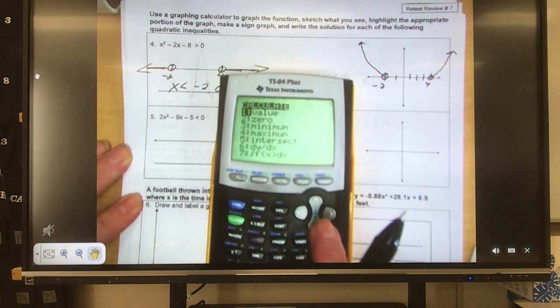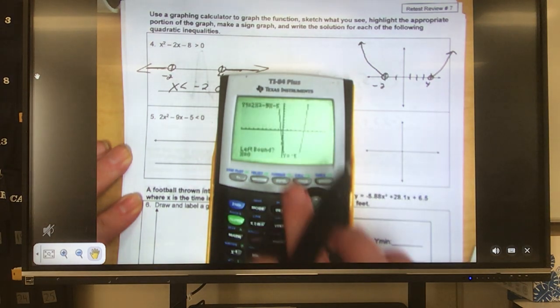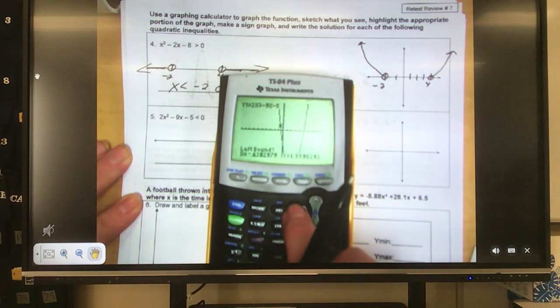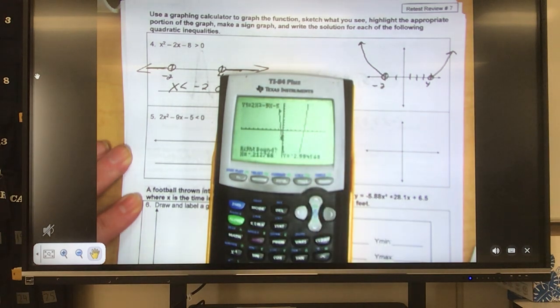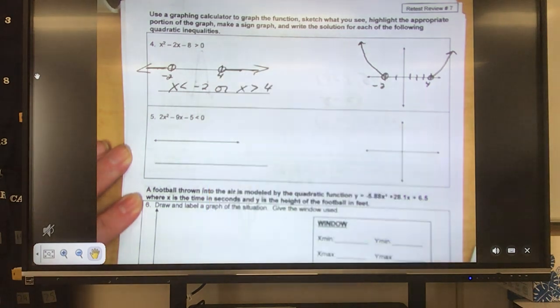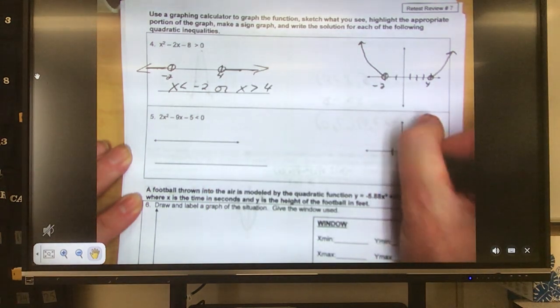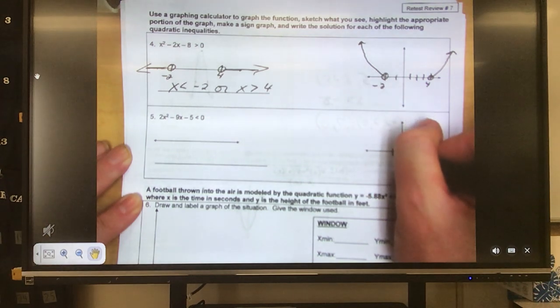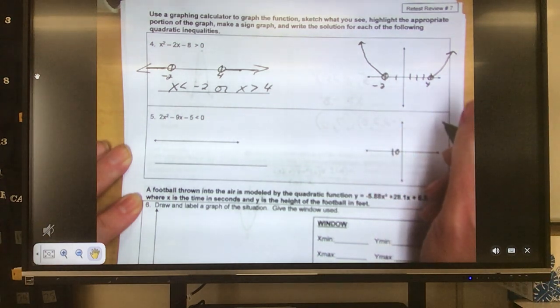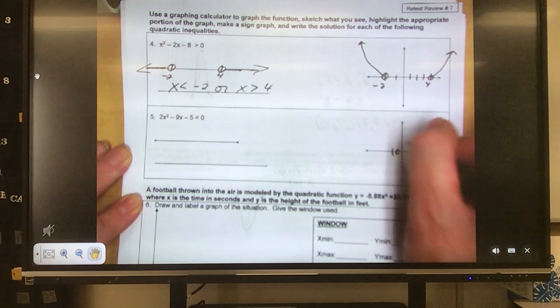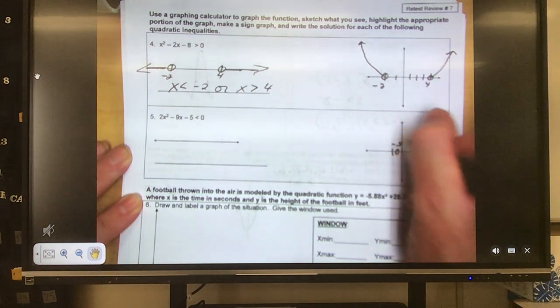So here we go. Second trace. Number 2 for 0. Finding this one on this side. So left bound is above. Enter. Right bound below. Enter. Enter. And it tells me -0.5. So there was -1. -0.5 is halfway. So put my little open circle because it's not equal to -0.5.